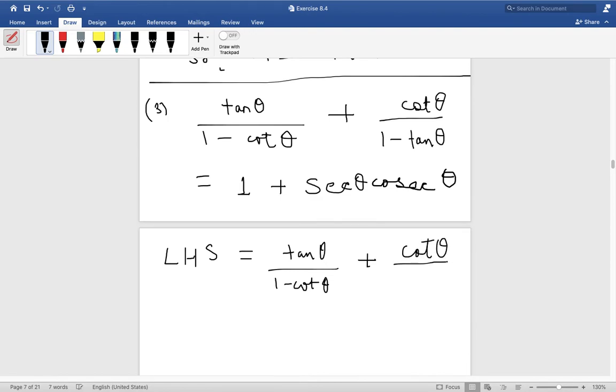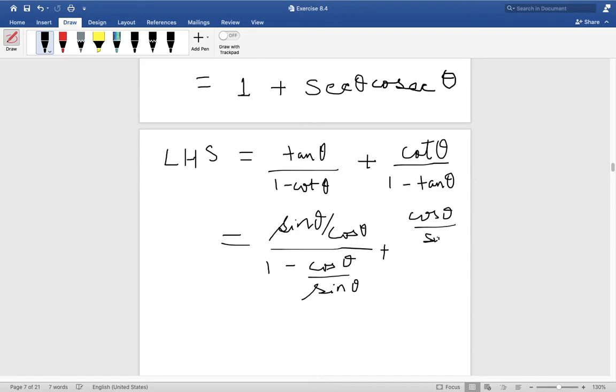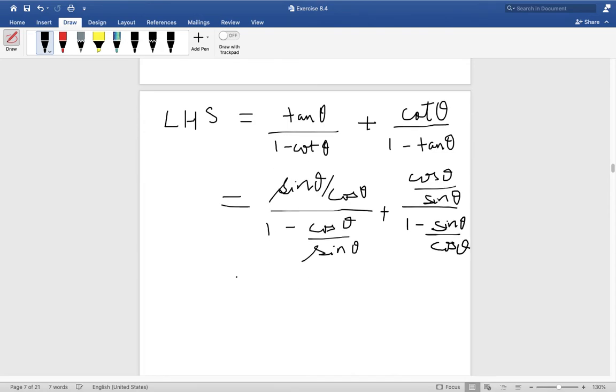So I have LHS here. Now I know that I'm going to be converting everything in sine and cos. So tan is sine upon cos. Cot is cos upon sine. Same thing I'm going to do over here, cos upon sine. So this might start to look a bit crazy, but you don't have to be scared of it, because in the end it will just all work out. Don't be scared, is what I'm trying to say.